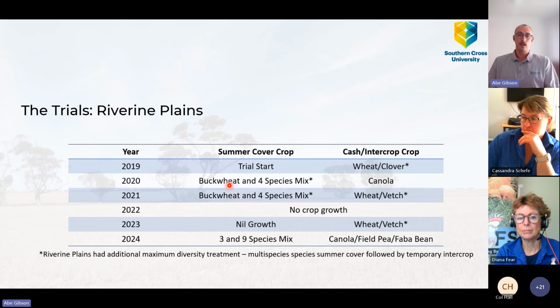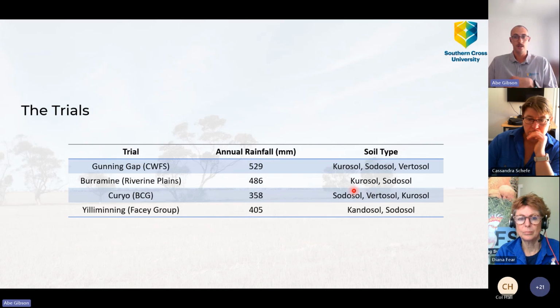and it's the same story at Riverine Plains. So in the early part of the trials, we had buckwheat and a 4-species mix, which I refer to as low diversity, and then we moved to a 3 and 9 species mix post 2022. We saw that as a hard reset. We didn't get any crops in 2022, and then you can see our temporary intercropping, and our intercropping that's gone in this year with wheat and a legume there. And so the treatments I'll be referring to are low diversity, multi-species, and then maximum diversity for the Riverine Plains trial, and then temporary intercropping for the wheat vetch and wheat clover combinations.